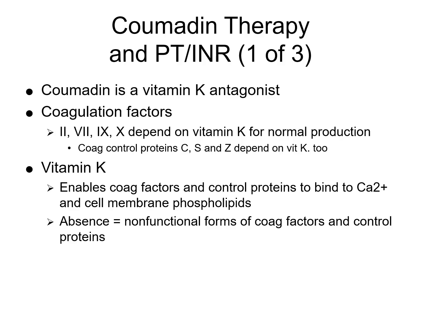This binding is essential for proper localization and function in the coagulation cascade. So some consequences of vitamin K deficiency and antagonism: the production of non-functional coagulation factors and control proteins. It will result in impaired clot formation and anticoagulation regulation. So therapeutic use of Coumadin exploits this to prevent thrombosis.